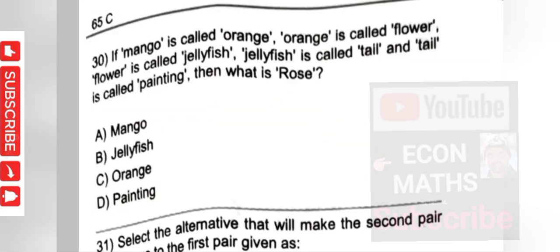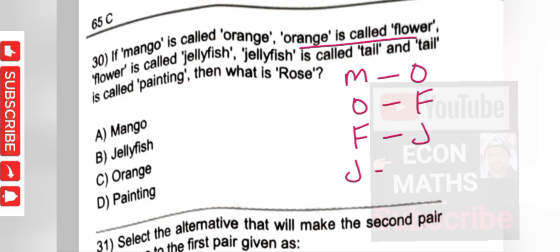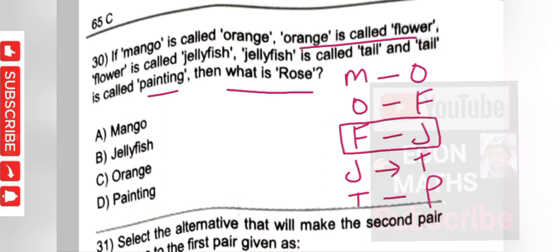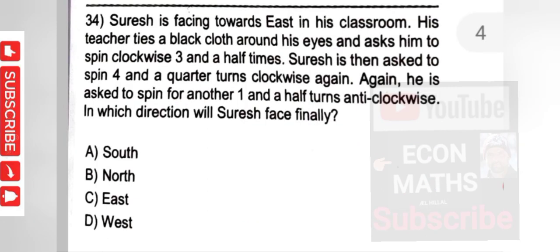Next question is, if mango is called orange, orange is called flower, flower is called jellyfish, and jellyfish is called tall and tail, and tail is called painting, then what is rose? So here we can see rose is the flower, and flower is called jellyfish, that means rose is called jellyfish would be the correct option, I guess.